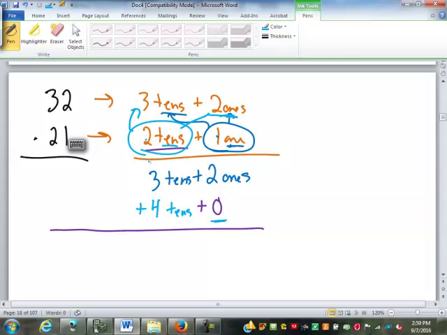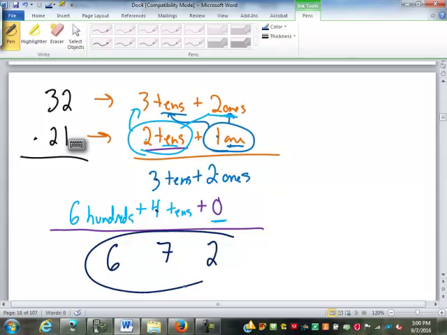So now we have the 2 tens times 3 tens. 2 times 3 is 6. 10s times 10s is hundreds. And now we combine 2 1s. There's nothing to combine with it. 3 tens and 4 tens is 7. And 600. So 672.